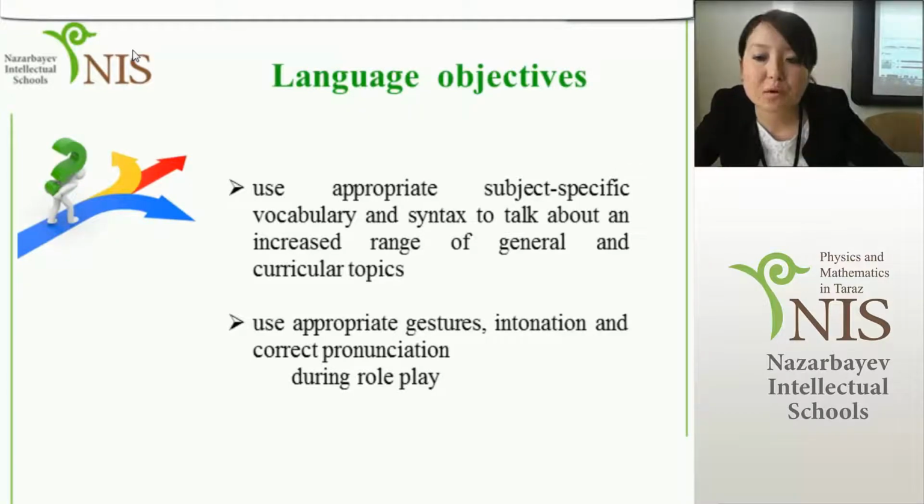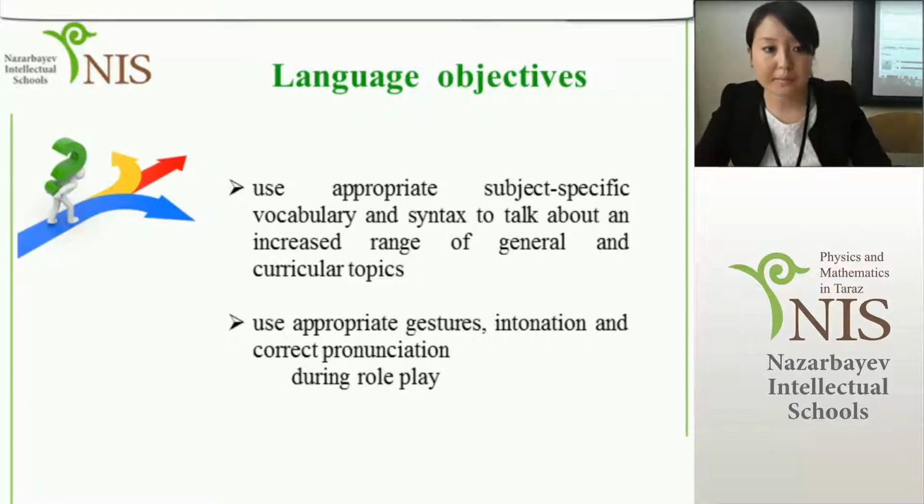Language objectives of my lesson are the following. Use appropriate subject-specific vocabulary and syntax to talk about an increased range of general and curricular topics. Use appropriate gestures, intonation, and correct pronunciation during role play.